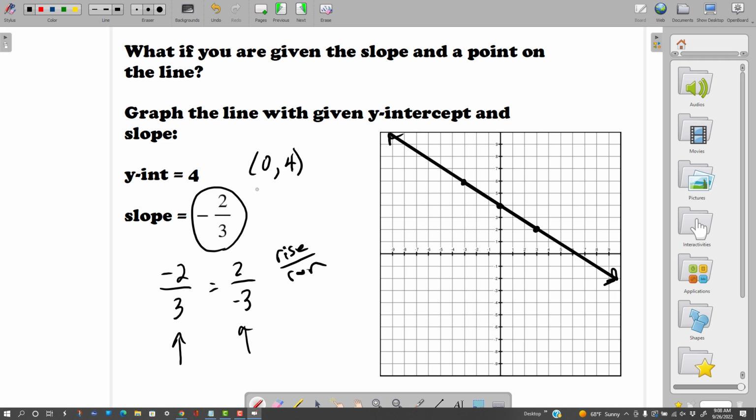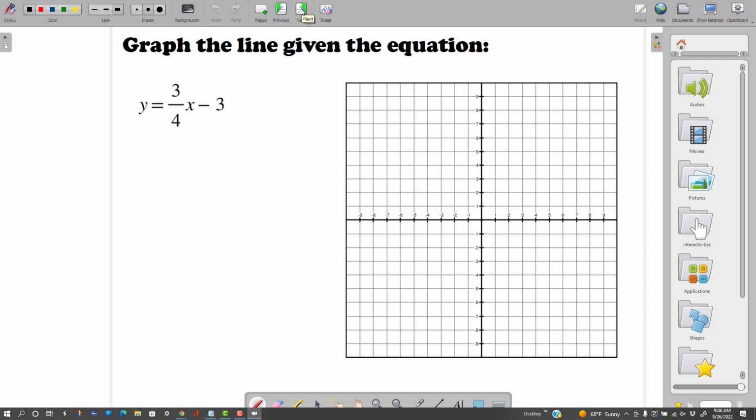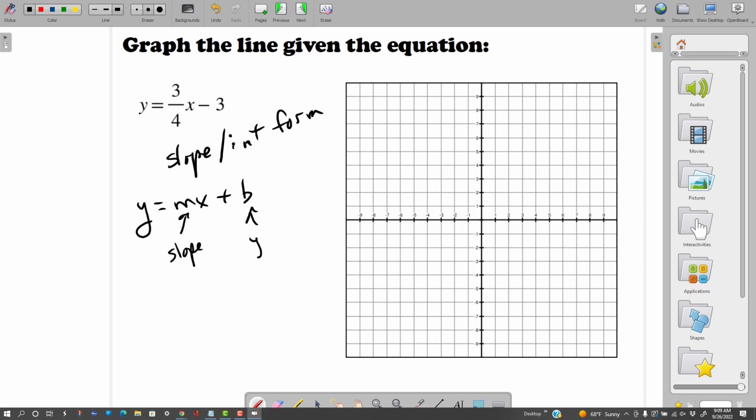Okay, so that was given my y-intercept and the slope. Now we're given an equation of a line, and this is in what's called slope-intercept form, or y equals mx plus b, where m, the coefficient of x, is the slope of the line, and this is your y-intercept, the spot on the y-axis where the line crosses.